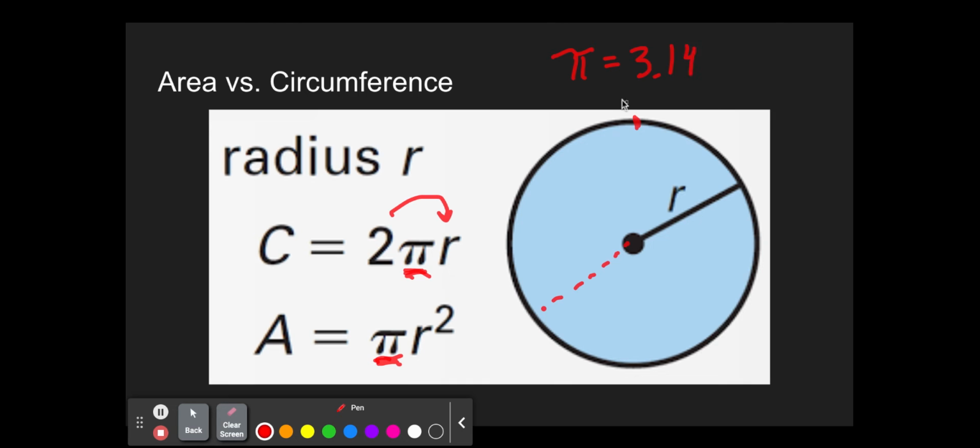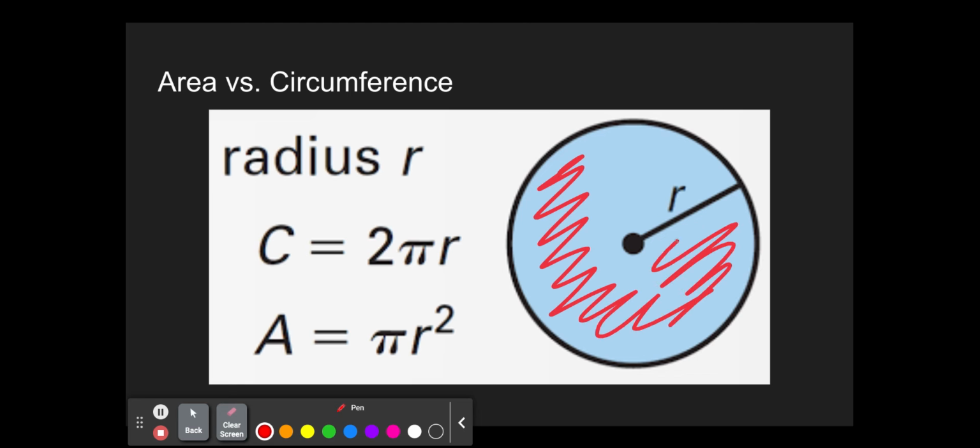A lot of your calculators have buttons anyways, but for simplicity's sake, we'll use this as our constant value. So this is where that constant value comes from, and these are our two equations. The circumference, the distance around the circle, is 2 pi r. You double the radius, multiply by 3.14, and you'll get the circumference. You take the radius, square it, and multiply by pi, and that gives you the area, all the space inside of the circle.